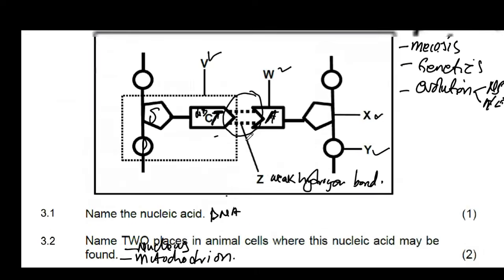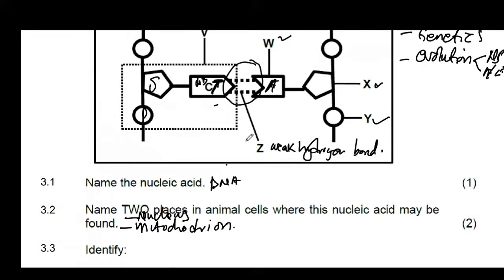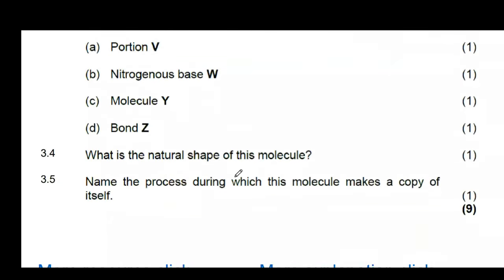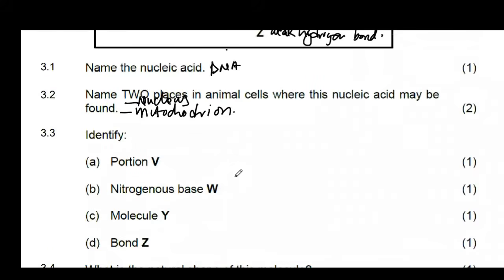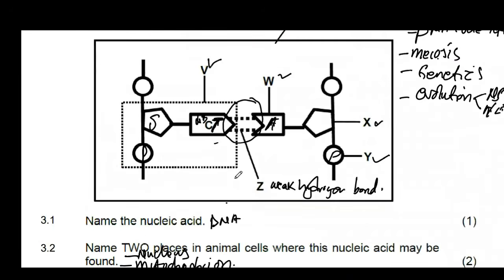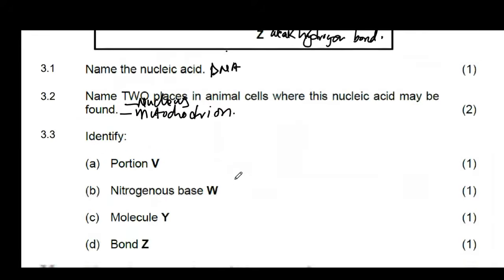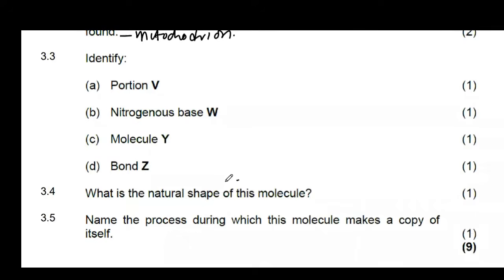Molecule Y. Where is Y? Molecule Y is a phosphate. We have seen that it is a phosphate group. Then they are saying bond Z. What is bond Z? Bond Z is weak hydrogen bonds. So I think we have seen the answer here. Weak hydrogen bond, phosphate group, nitrogenous base, we have seen it, and then portion W, which is the nucleotide.